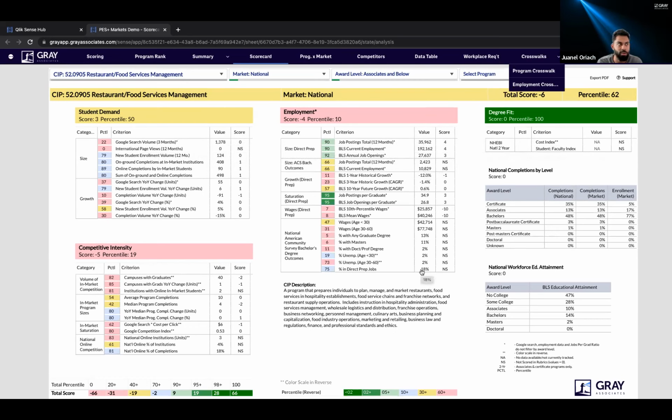I know the focus of this is associates and below, but keep in mind for this zip code, it looks like about 48% of completions are actually happening at the bachelor's level here, which is what Steve was alluding to earlier. A lot of the programs in this business family report higher than associates completions.